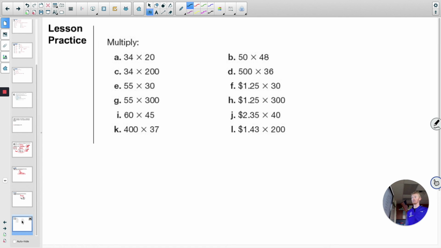All right, here's what your lesson practice looks like. Lots of practice with multiplying numbers by multiples of 10 and 100.